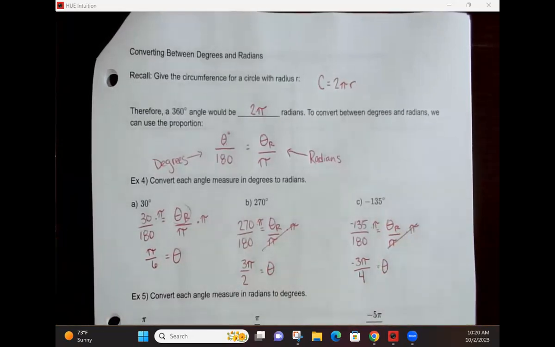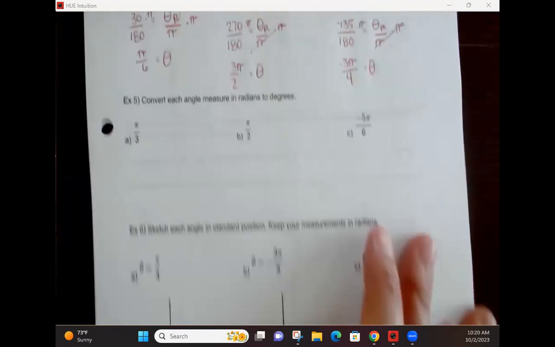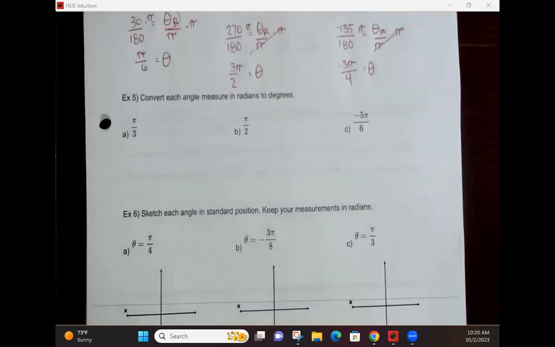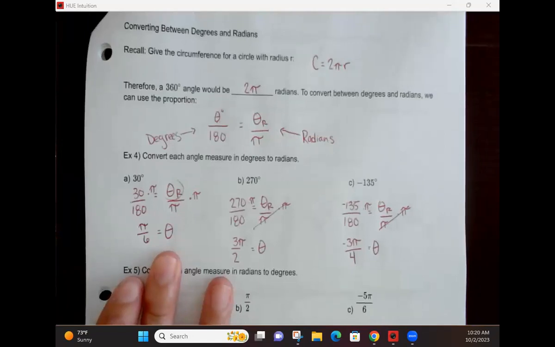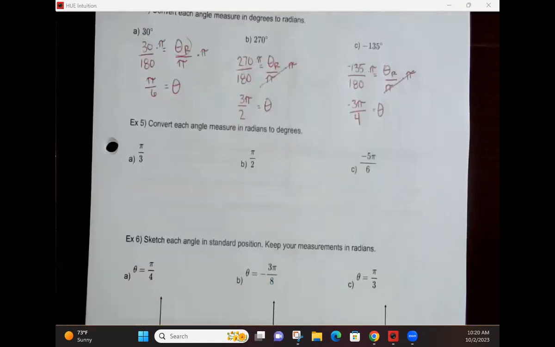Should have gotten negative 3 pi over 4. I want you to leave these as fractions. We'll talk about why in a little bit, but leave your radians in fractions. If we can convert degrees to radians, we can convert radians to degrees. Are there questions before I move on? Okay, we're just using that proportion. So if I can go one way, we can go the other.